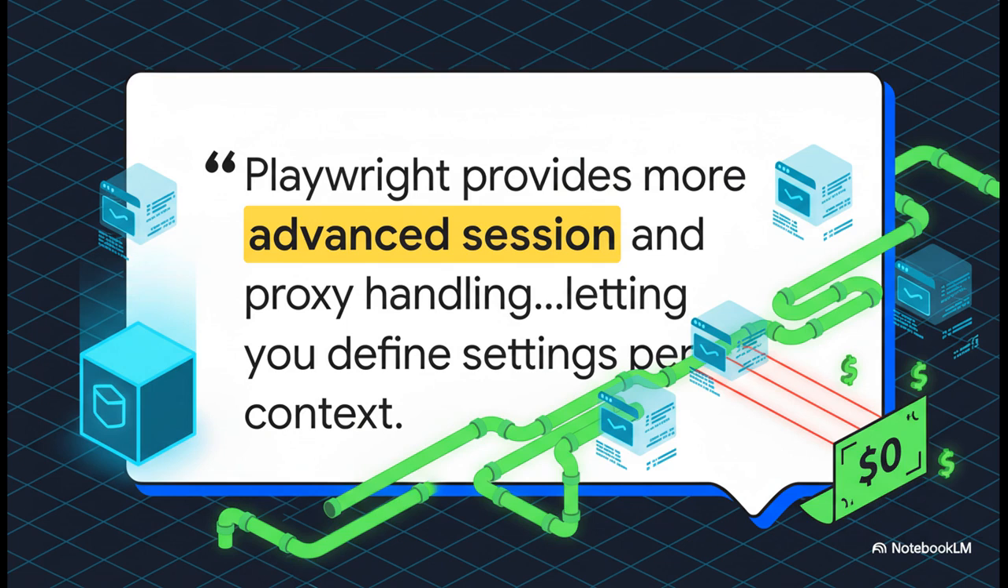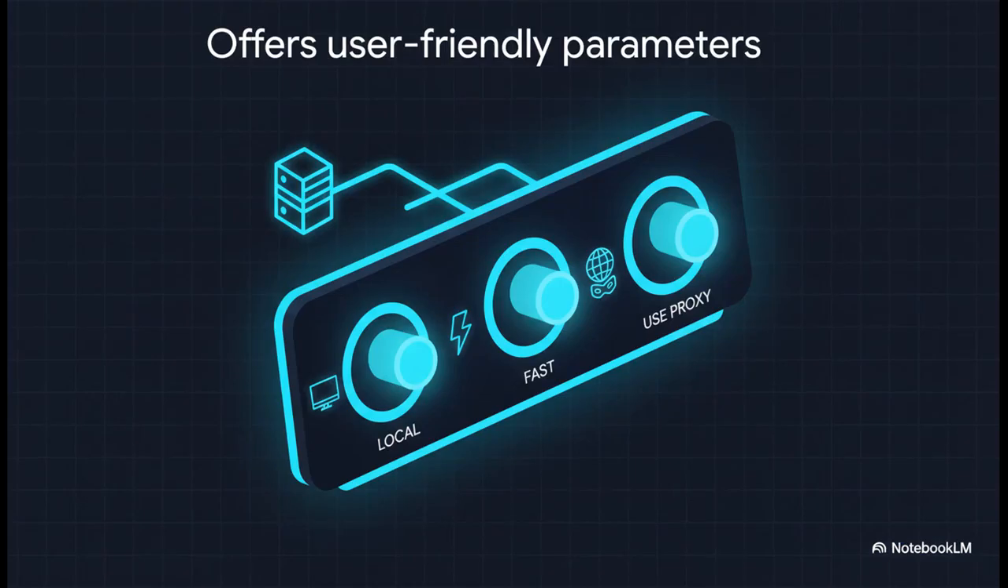Because browser use is built on Playwright, you get this insane level of control. For every single one of those browser contexts, you can set a different proxy, a different user agent. You can make each one look like a totally unique person from anywhere in the world. Now, that's not to say MultiOn gives you no control. It does, but it's simplified. It gives you these nice, easy-to-use switches. You can tell it to run locally, or use a fast mode, or flip on a proxy if you're getting blocked. It's control, just the user-friendly version.